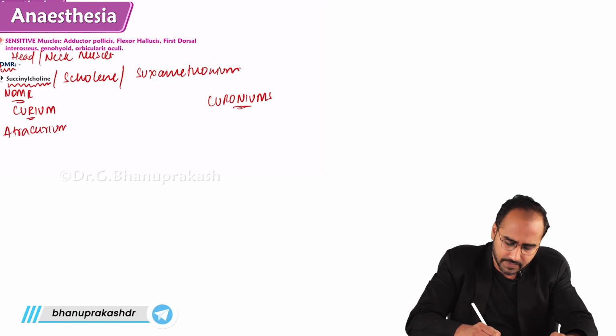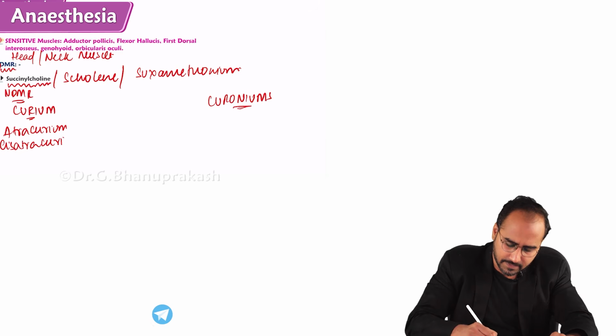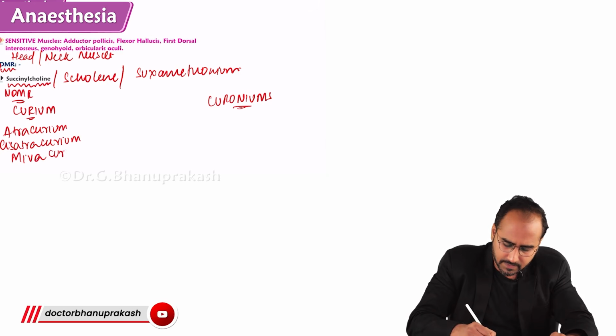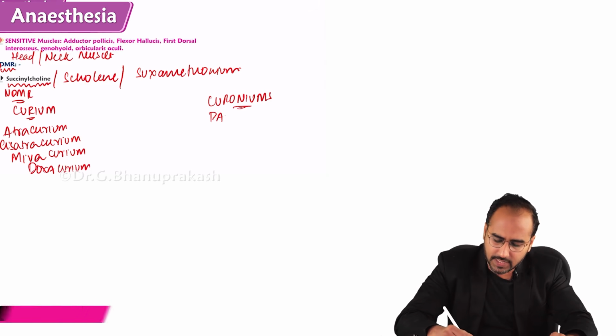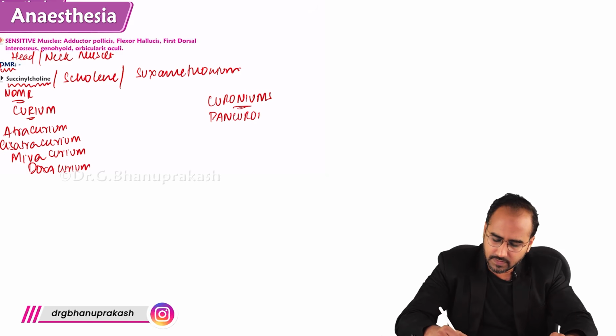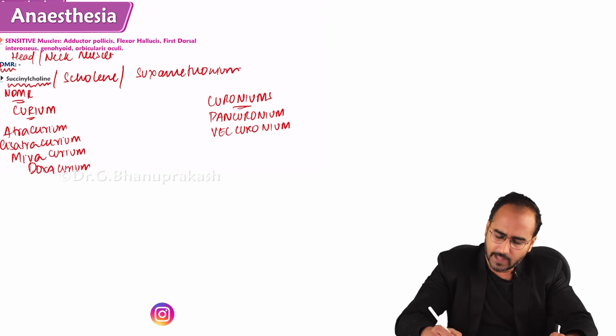Atracurium, Cisatracurium, Mivacurium, Doxacurium. Whereas curoniums, what are the examples of curoniums? There is Pancuronium, there is Vecuronium, and there is Rocuronium.